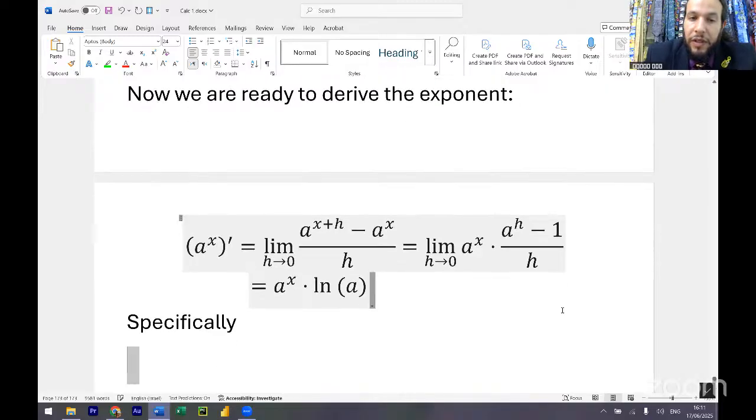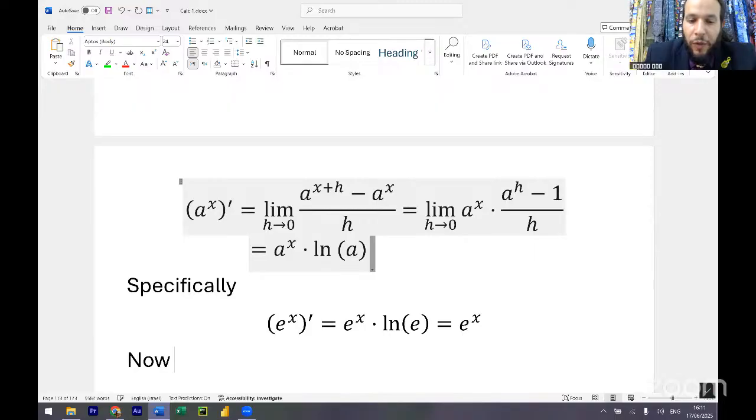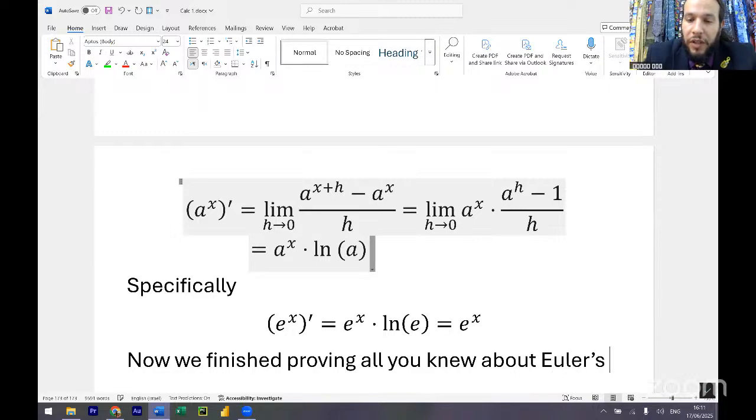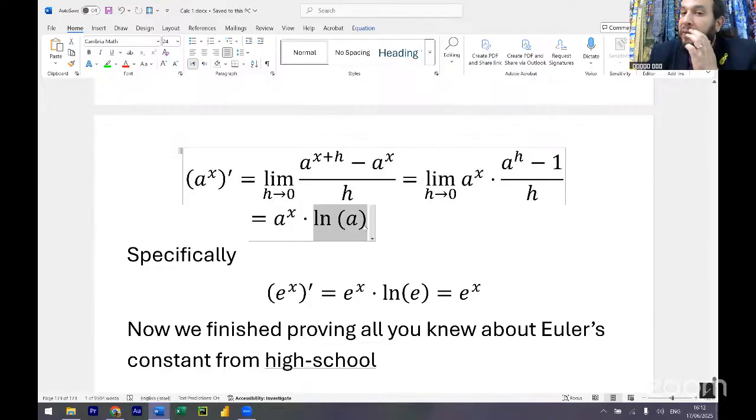Specifically, the derivative of e to the x is e to the x times ln of e, which is simply e to the x. Now we finished proving all you knew about Euler's constant from high school. We knew that it is 2.71 something. We've shown that a long time ago. Now we've also proved that it's the constant for which the derivative of the exponent equals itself. And you see that it works for e. For any other number, you get the constant ln of a, which is different than 1 if a is not e. Any questions up until now?